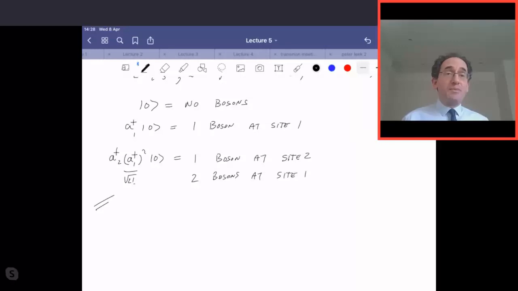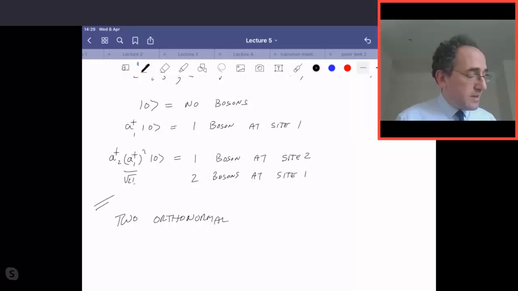Some sets that are common to work with are plane wave sets. That's a nice orthonormal set. Or individual sites where your orbitals are localized at a single site. Those are known as tight binding orbitals. But there are many other types of orthonormal sets that I could use, depending on what's convenient for my problem. Let's suppose I have 2 orthonormal sets of orbitals.